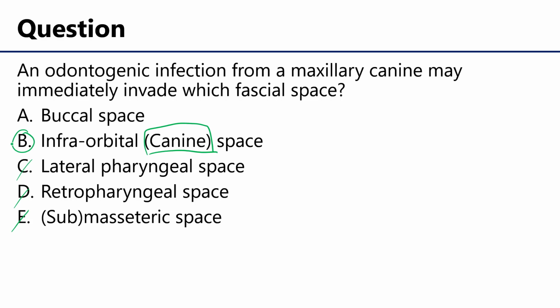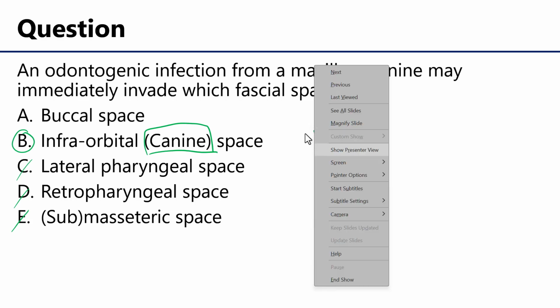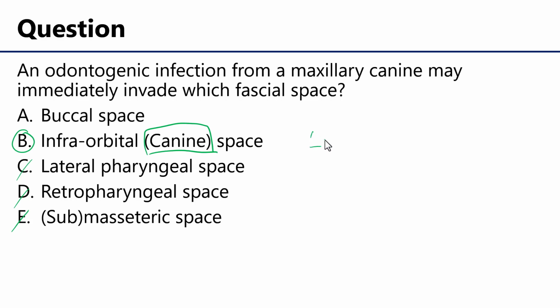But with respect to maxillary odontogenic infections, recall that it is the first premolar, which is the last tooth that drains into that space. So second premolar all the way through the molars are going to drain into the buccal space. So correct answer B, infraorbital or canine space.